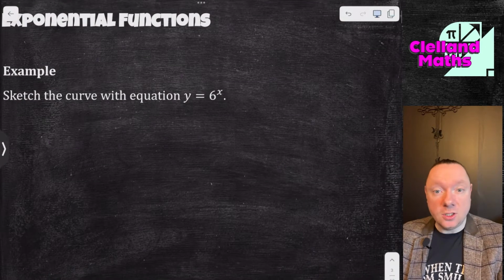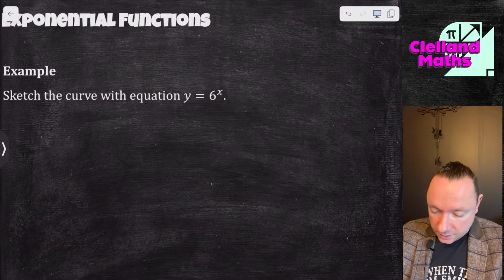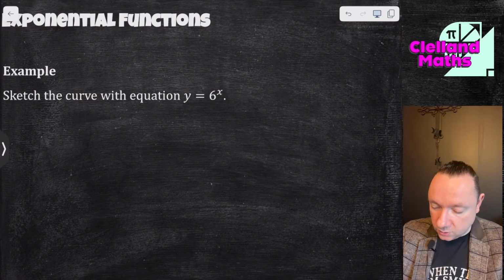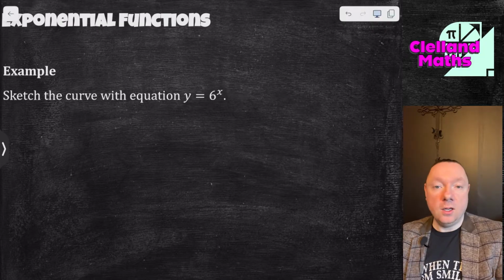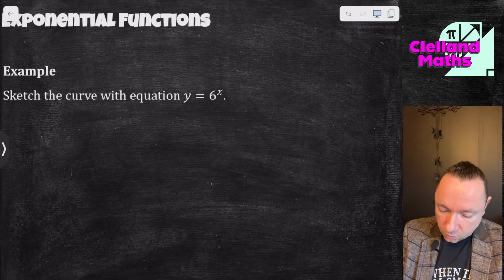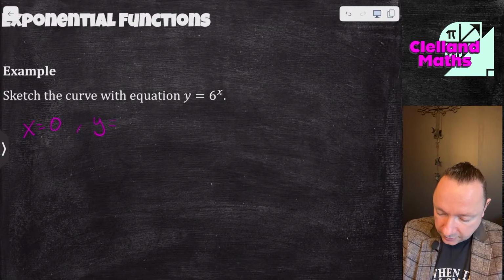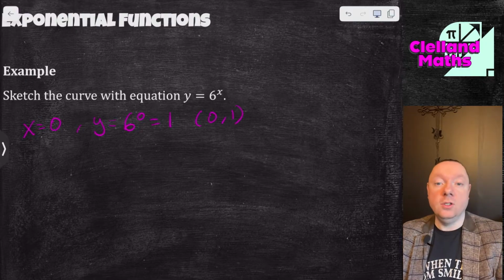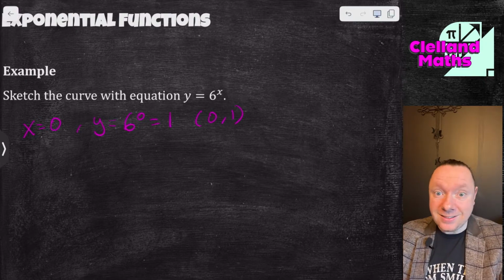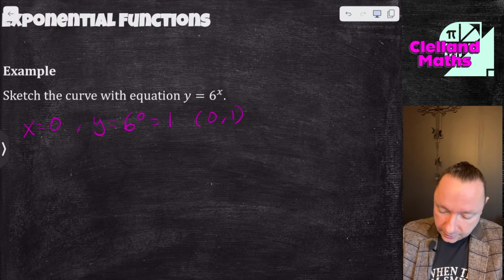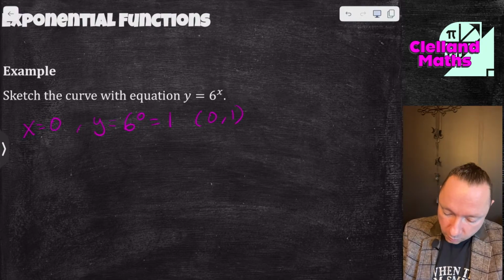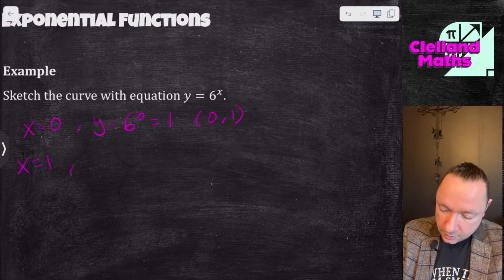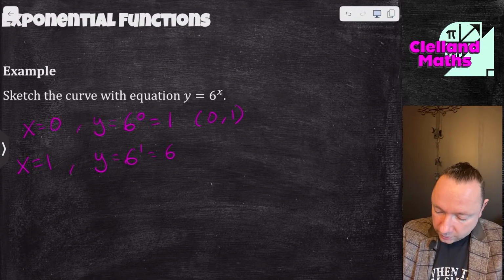Okay, let's look at some examples of sketching exponential functions. Example 1: sketch the curve with equation y equals 6 to the power of x. We need to work out where it cuts the axes. When x equals 0, we get y equals 6 to the 0, which is always 1. So we've got (0, 1). It always goes through (0, 1) when it's an exponential, unless there's a transformation, plus or minus on the end. Then we'll work out one other point. To do that, we'll just always do x equals 1. So y equals 6 to the power of 1, which is 6. So we get (1, 6).